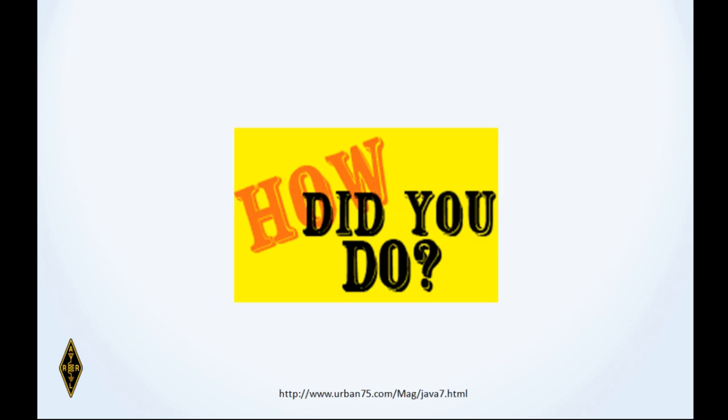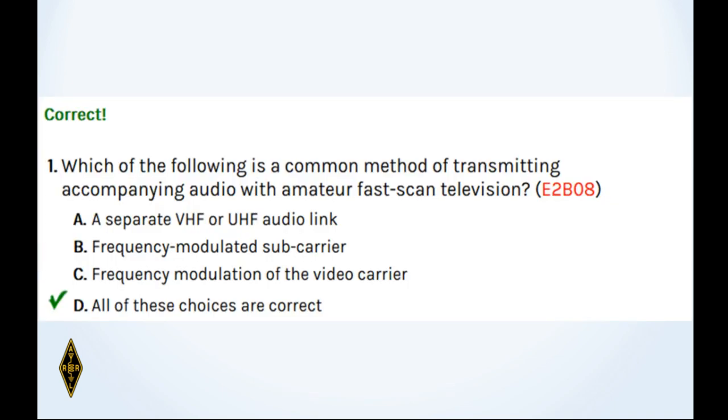So what do you think? Well, let's see. Let's see. So, question number one, which of the following is a common method of transmitting audio with amateur fast scan TV? All of those are possible with amateur fast scan. So, 1D.